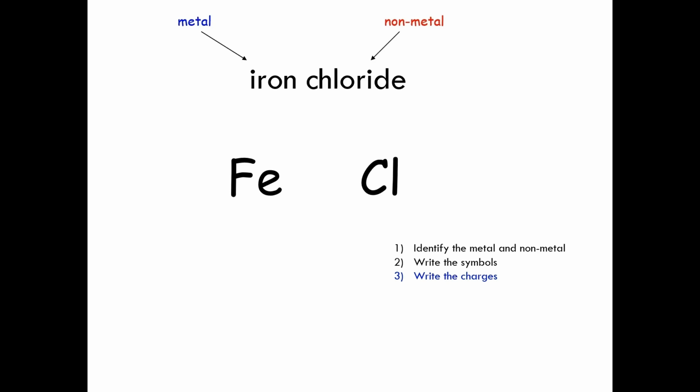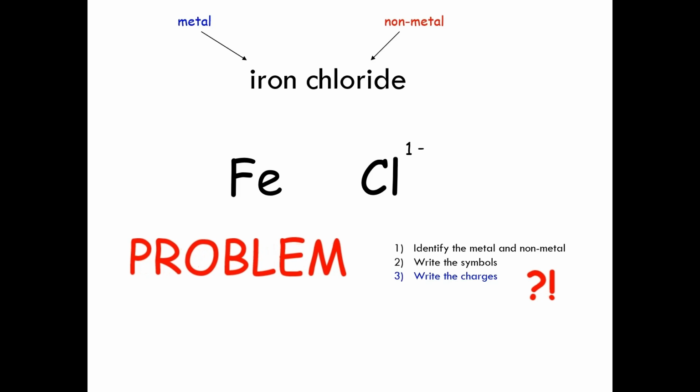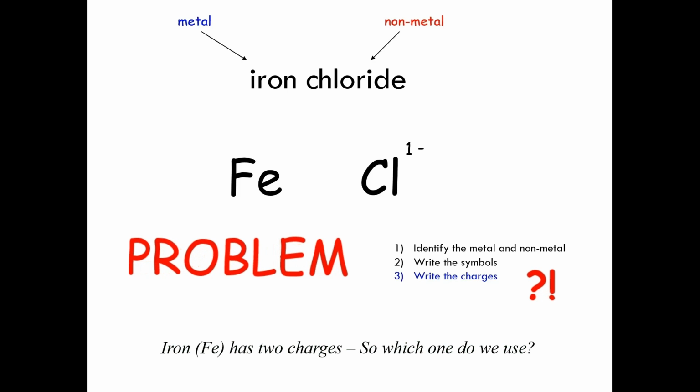Third, write the charges. And so I know that the charge on chlorine will be 1 negative, but what is the charge on iron? Well, therein lies the problem. Iron has the potential of having 2 possible charges. It is considered a multivalent element.